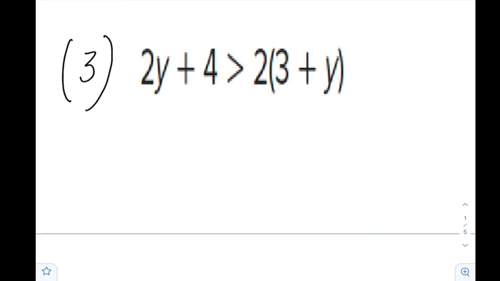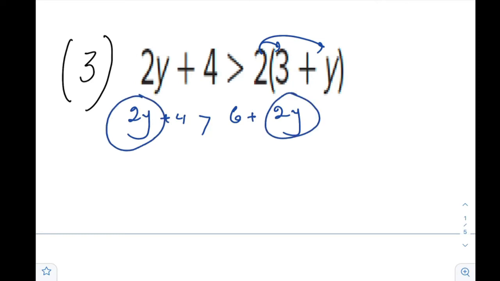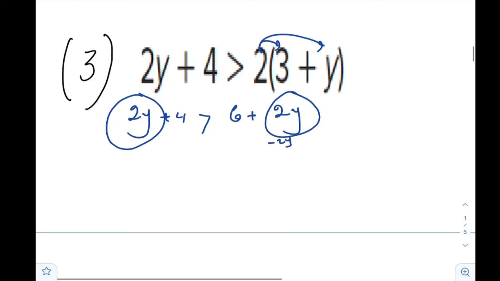Question 3. And we will distribute. We can notice here, we can observe that we have 2y both sides. That means we can subtract 2y both sides and we cancel it. We can do it in the traditional way, but this is easier and faster. Then we end up with only two numbers comparison. No variables are existing here.